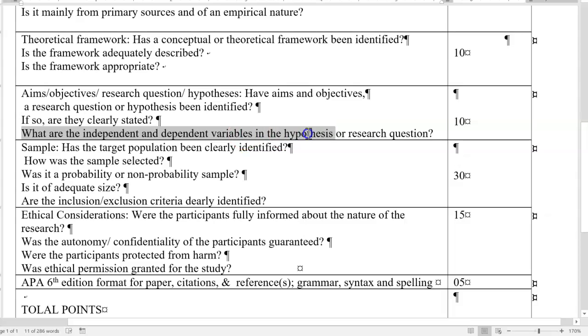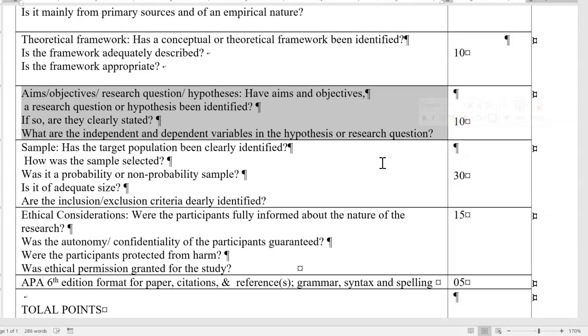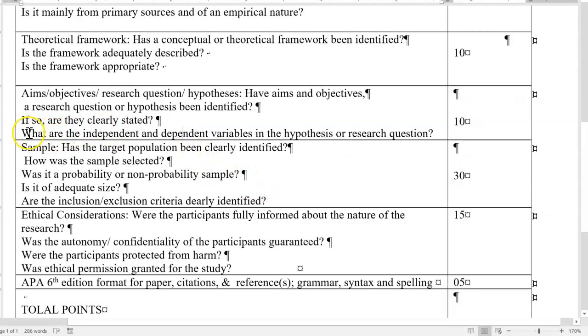What are the independent and dependent variables in the hypothesis or research question? Now, here's a case where I don't particularly love this rubric because I don't think there's enough points attached to that statement. And I think that you need to spend more time with this independent and dependent variables in the hypothesis or research question.